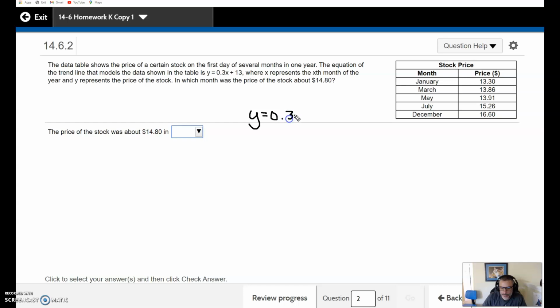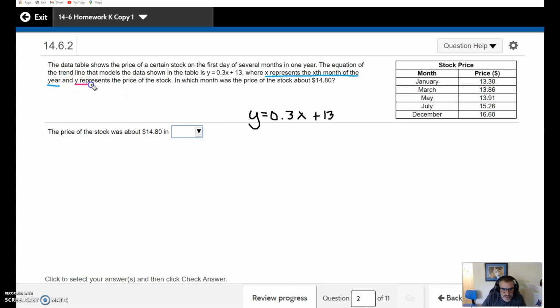There it is, where x represents the x-th month of the year. All right, let's clarify what that means. January is the first month of the year, so x would equal 1. April is the fourth month of the year, so x would equal 4. December is the 12th month of the year, so x would equal 12. Okay, that's what that means.